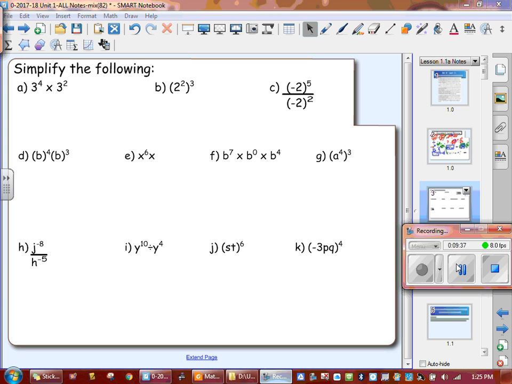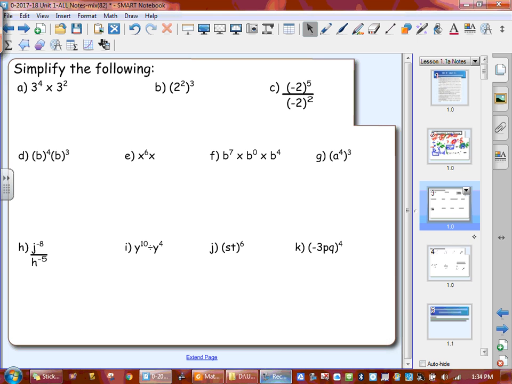Okay, we're going to check these out. So here, the x is a times sign, so you're going to get 3 exponent 6. And how big is 3 exponent 6? 729. Okay?